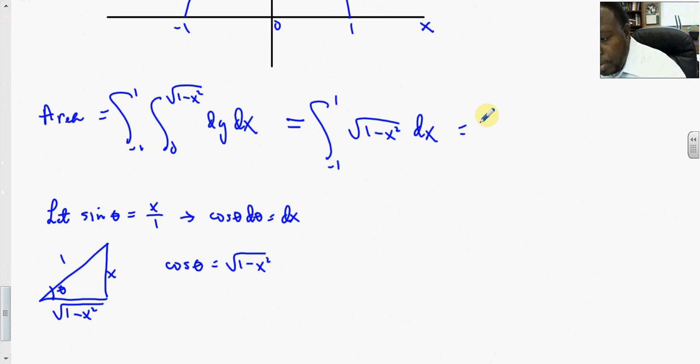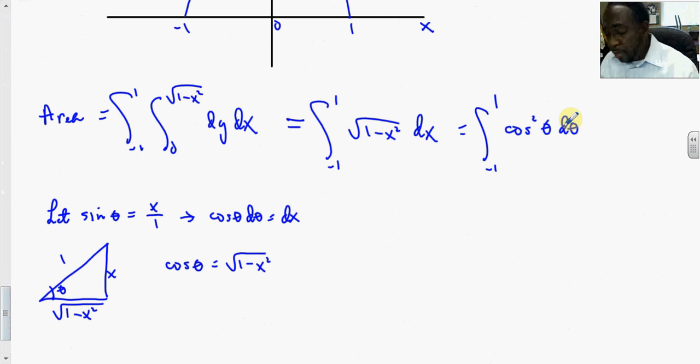So we can write this integral from -1 to 1. The square root is the cosine, and then the dx is the cosine theta d theta. So this is cosine squared theta d theta. Similar to before. Remember before it was 2 times the integral, but it was from 0 to 1. See that? Just cut it in half.